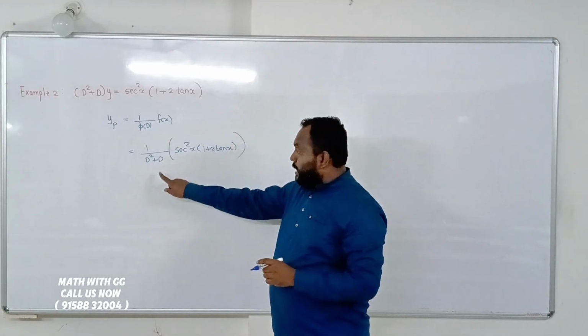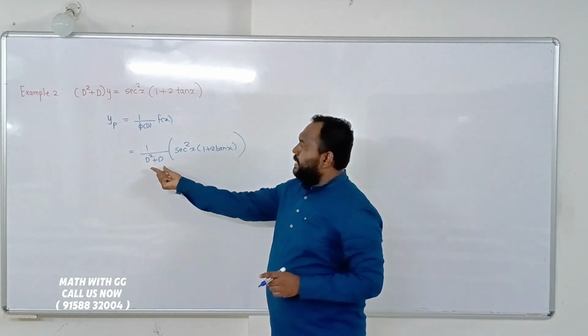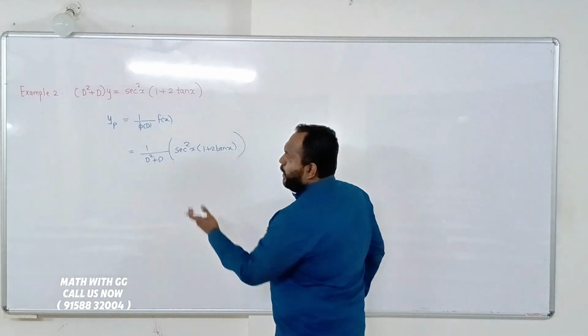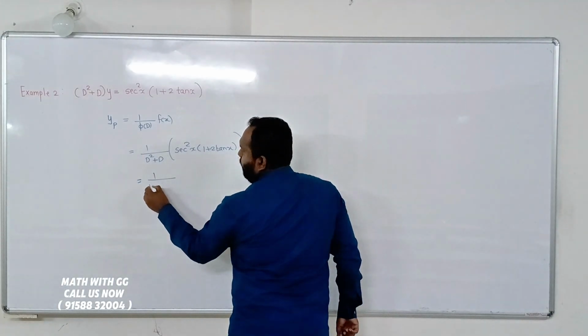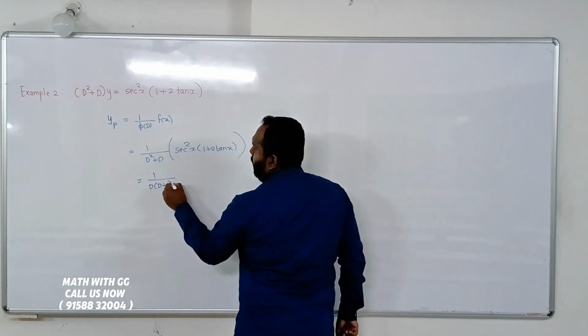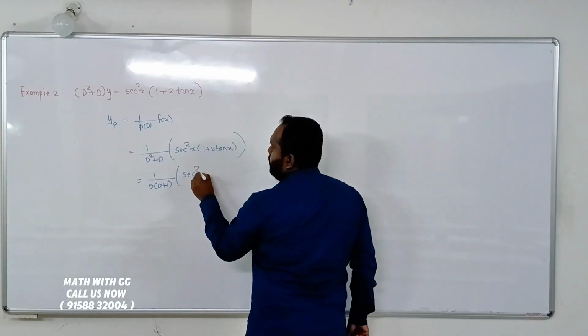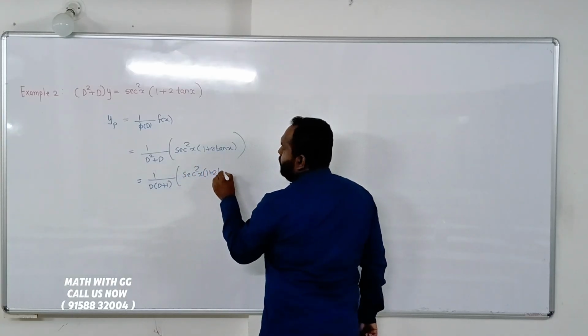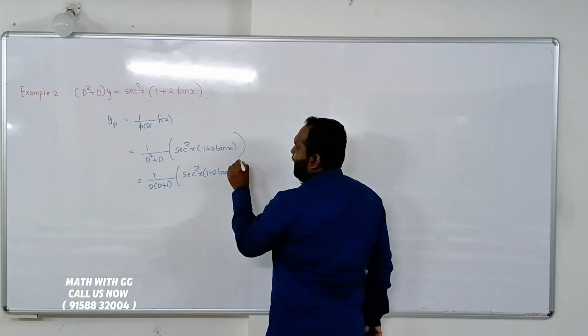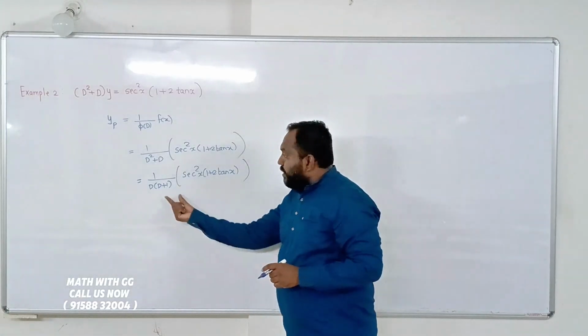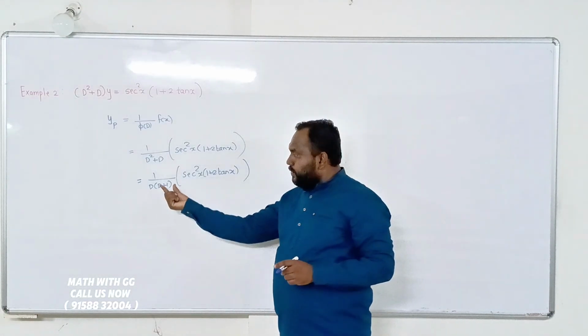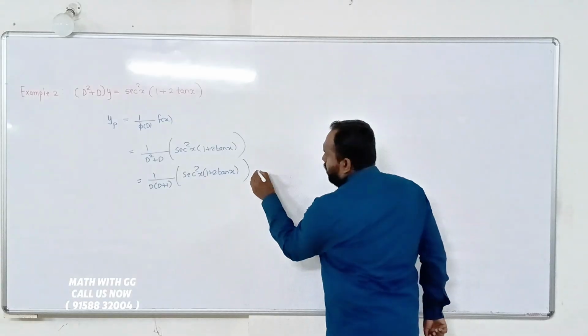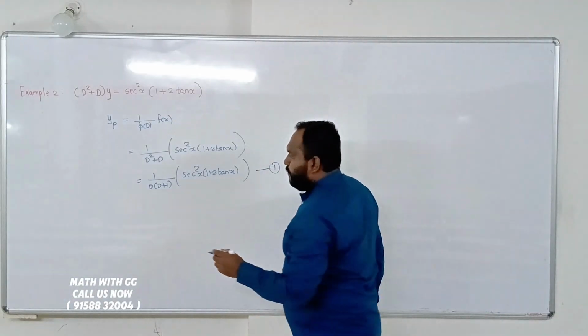Now, we have to factorize the denominator. The factorization is very easy. You can take D common. So, 1 upon D into (D plus 1) sec square x into (1 plus 2 tan x). Now, we have to do partial fraction of this 1 upon D into (D plus 1). Let's call this equation number 1.